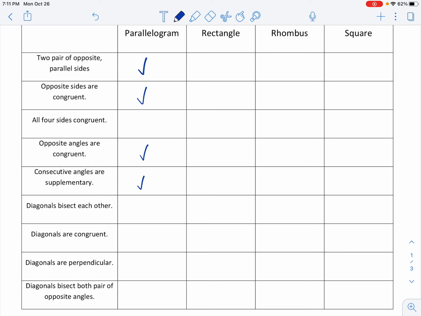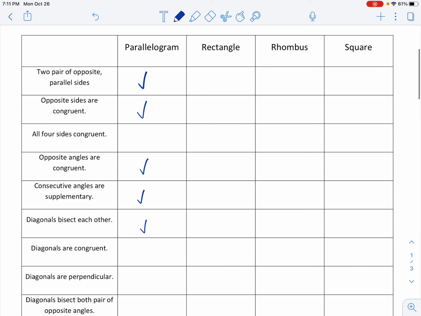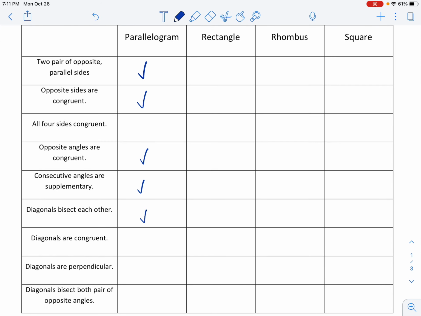The diagonals bisect each other. Is this true of the parallelogram? It sure is. All right, are the diagonals congruent in a parallelogram? No, they do not need to be. Are they perpendicular? Nope. Do they bisect the opposite angles? That is not a property of a parallelogram either. So this is what we've got for parallelograms. We have 5 properties. The next one we're going to look at is the rectangle.